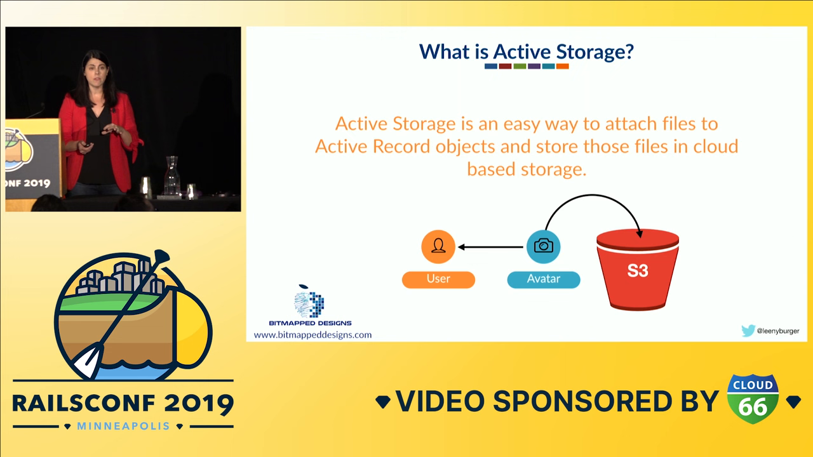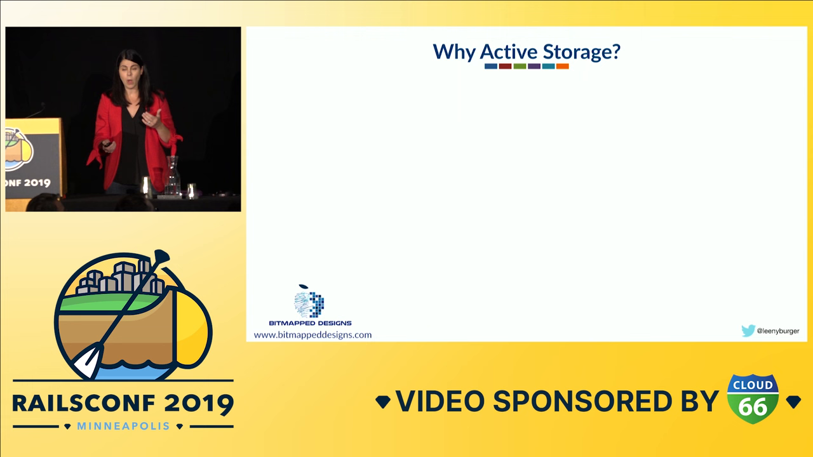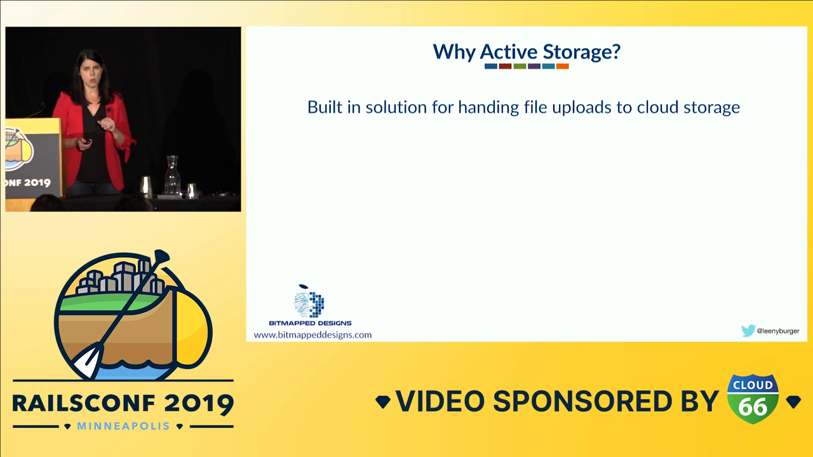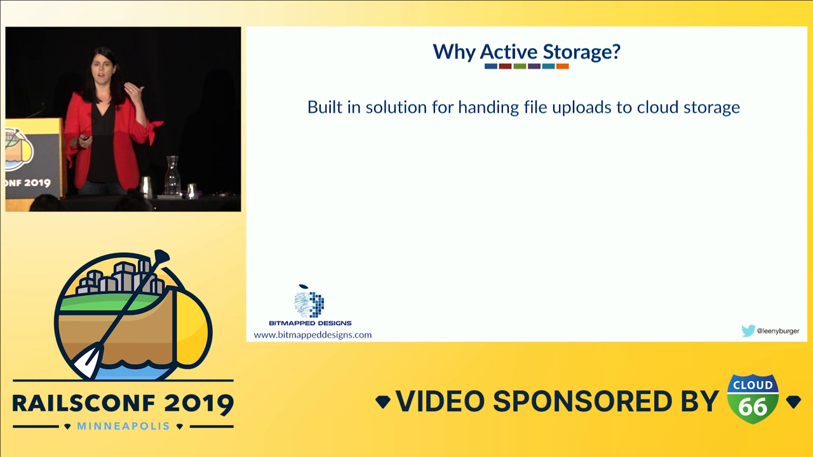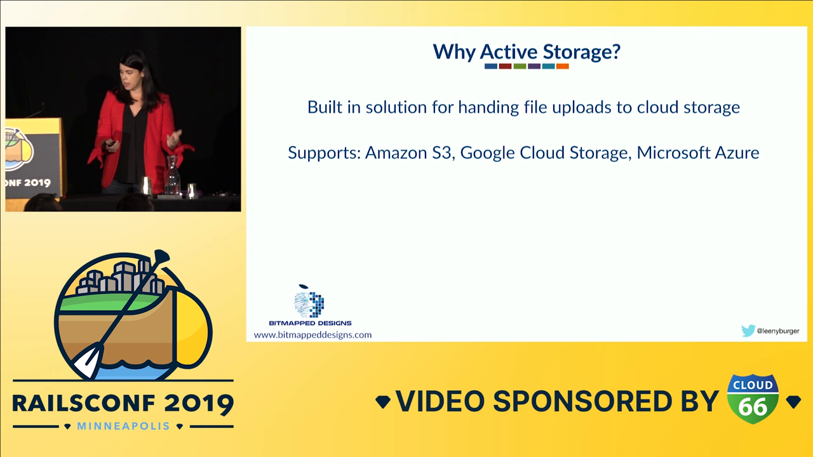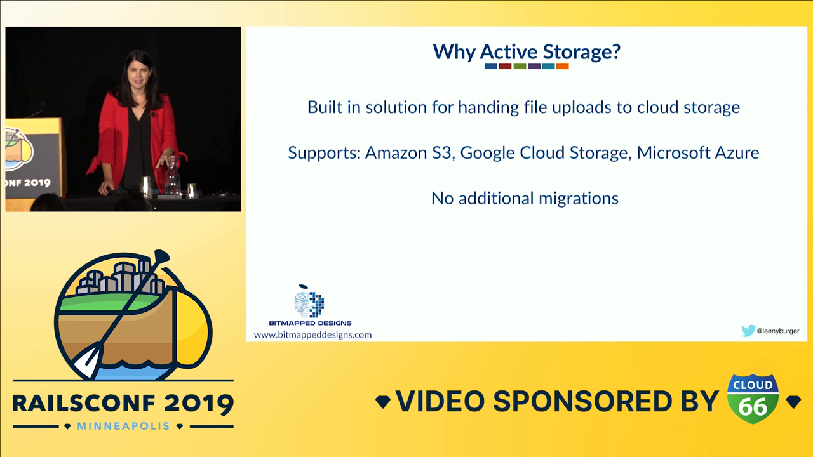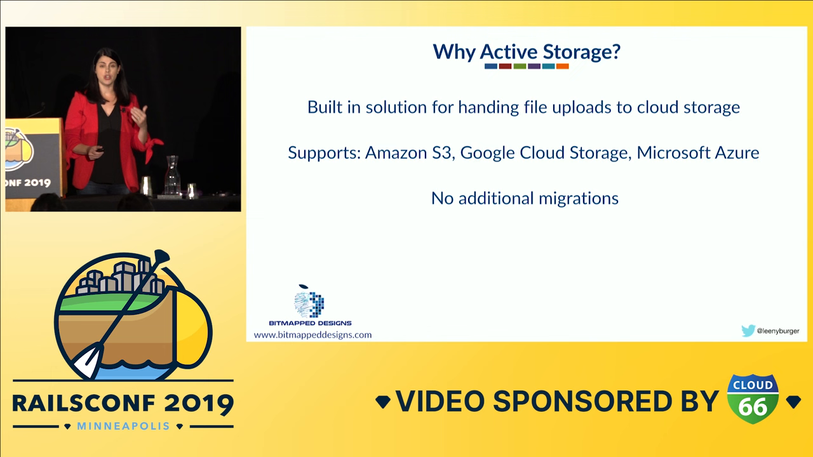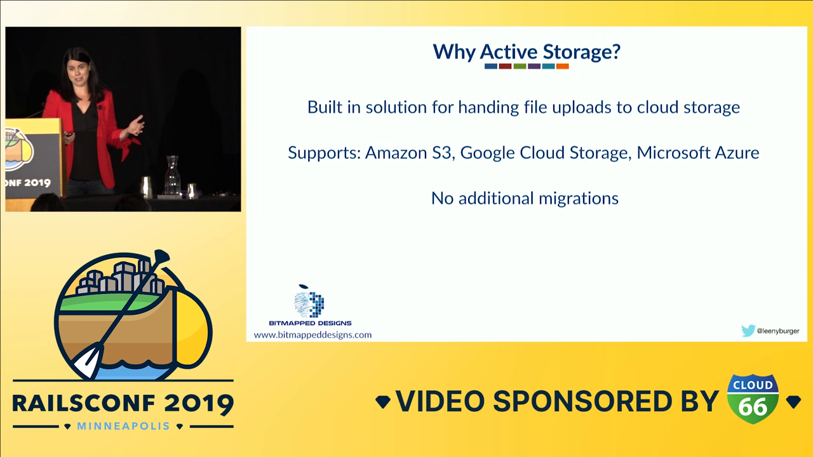Well, that's great, Colleen. But Paperclip is working fine for me. Why should I go through the trouble of switching? Well, that's a good question. Why should you migrate to Active Storage? Well, the first and possibly most important reason is because Active Storage is now the built-in solution for handling file uploads to cloud storage in Rails. It supports Amazon, Google, and Microsoft. And this one's fun. There's no additional migrations needed. Maybe if you remember, with Paperclip, every time you add a new file, you have to write a new migration. Active Storage is different. It doesn't work that way. And if I still haven't convinced you, Paperclip is deprecated, so you're out of luck.